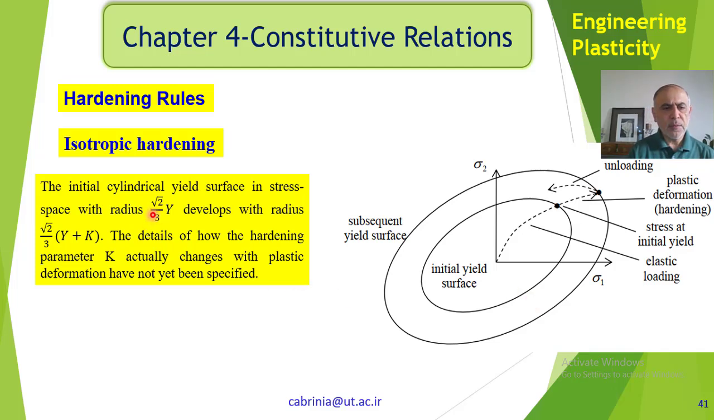Okay, so the initial radius is root 2 over 3. We have shown this before, if you refer to previous slides. Now, as this circle develops and evolves into a new shape, the radius increases, y plus k. That's the increase in radius. The details of how the hardening parameter actually changes with plastic deformation have not yet been specified. So that's how it moves and evolves, and we get these constitutive relations or hardening rule for isotropic hardening for Mises materials.